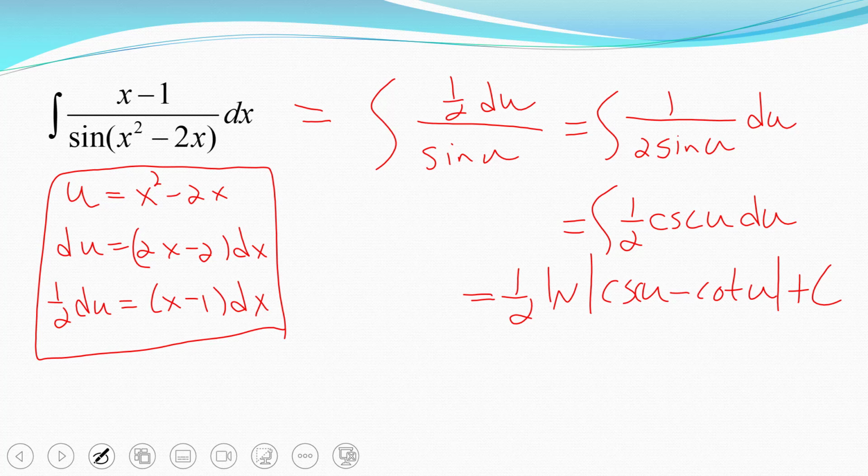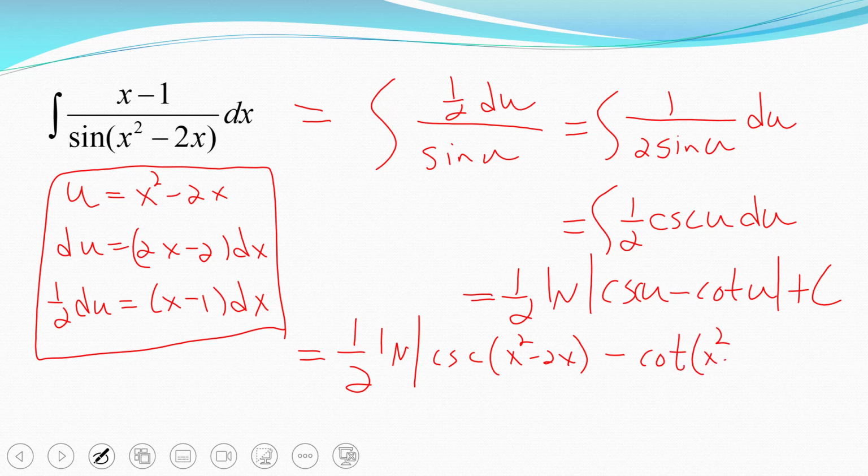We can then replace what u is equal to. So the final answer then is, unfortunately, I have to bring it way over here to get room on the page, 1/2 the natural log absolute value of the cosecant of u, which is x squared minus 2x, minus the cotangent of u, which is x squared minus 2x, plus c. And that's the answer.